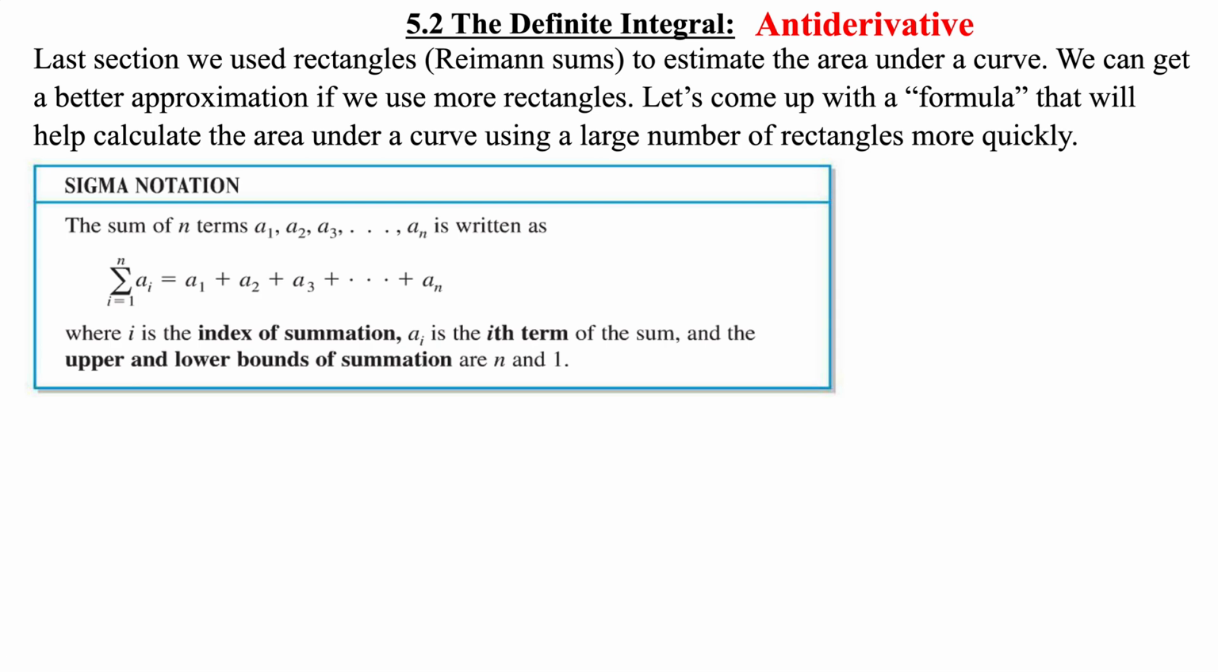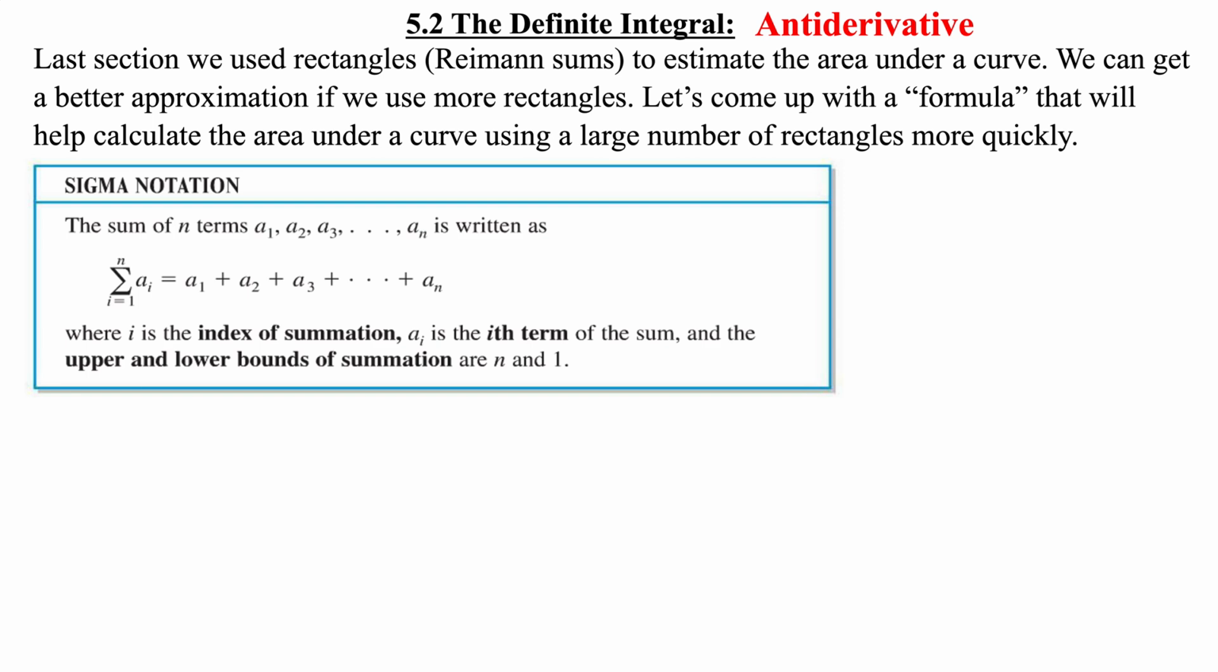The sum of n terms, a sub 1, a sub 2, a sub 3, all the way up to a sub n, is written as the summation as i equals 1 to n of a sub i. This would be some kind of sequence function, equals a sub 1 plus a sub 2 plus a sub 3 plus all the way up to a sub n, where we call i the index.